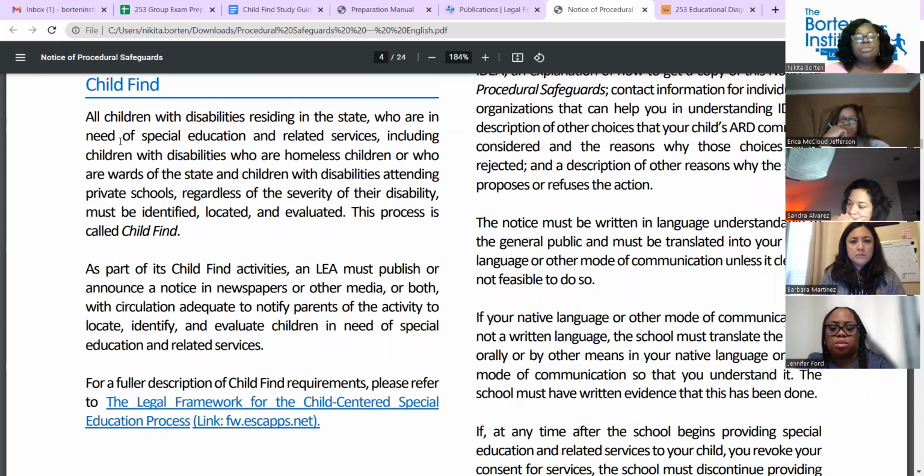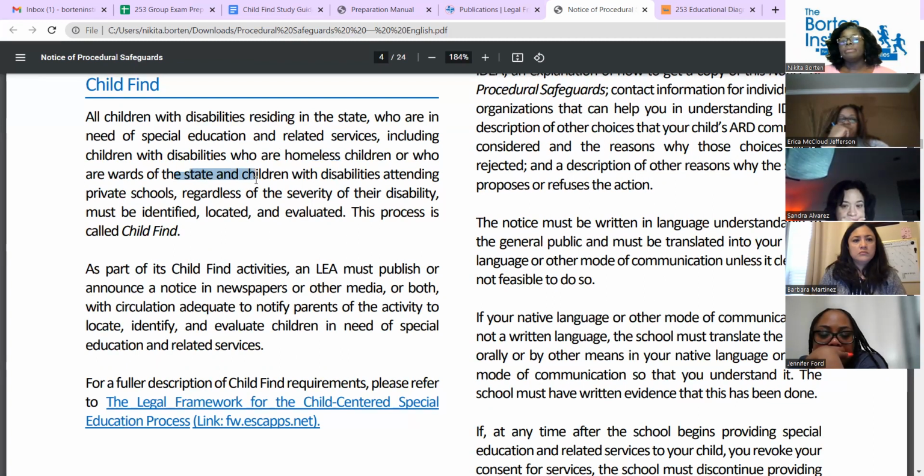Okay, all children with disabilities residing in the state of Texas who are in need of special education and related services, including children with disabilities who are homeless. If children are homeless, can we evaluate them for special education? Yes, per law. Or children who are in foster care, children who are wards of the state, and there's a suspected disability condition. Can they be evaluated?